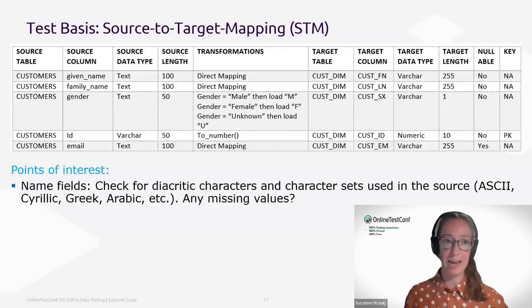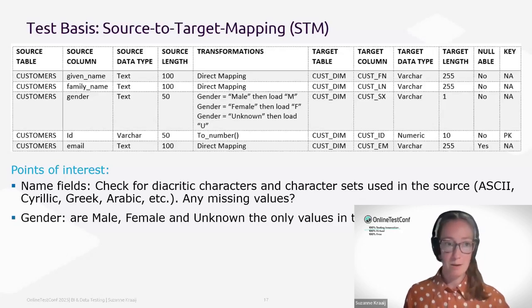We start with two name fields. It's a direct mapping, but it's always good to check the special characters and character sets, especially if you're in an international environment. You may have different character sets that are used in different sources. Are they taken into account in the new data warehouse? Gender. Now this one has a transformation in it. And the transformation here only takes male, female, and unknown. There's no exception possible. So I would check if those are truly the only values in the source available.